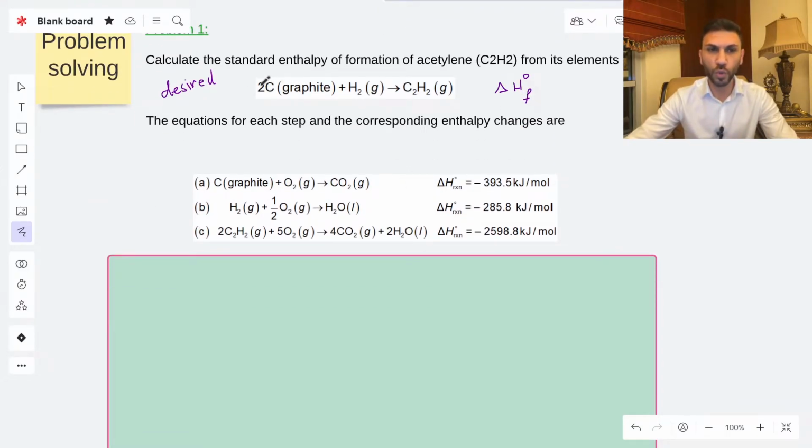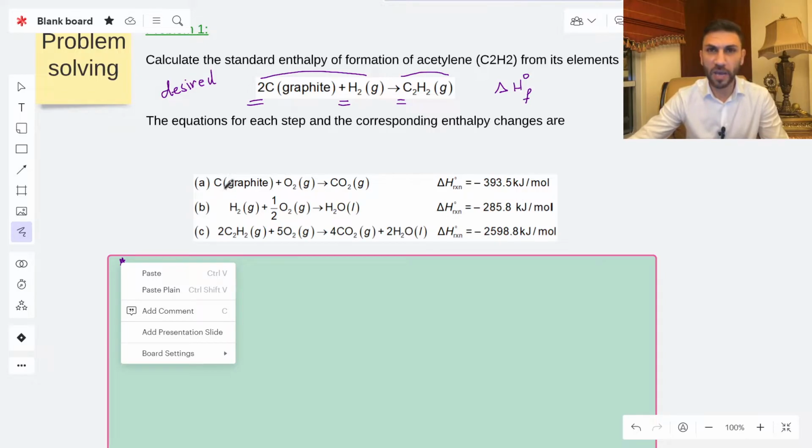We always need to look at the desired reaction and then at the products and at the reactants. How many moles on each? So in equation A, you will find that graphite is at the reactants, and we also need it at the reactants in the desired reaction. So we're going to rearrange reaction A, and we're going to call it A star.